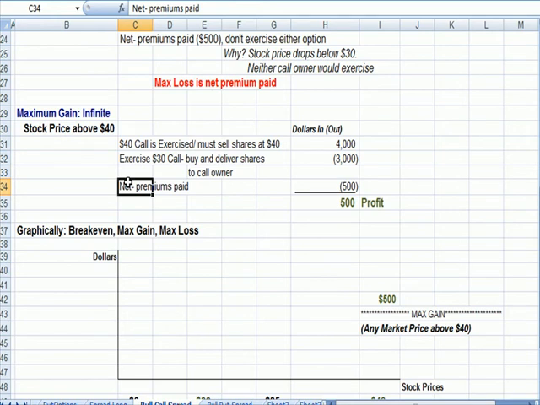The net premiums that we paid, we already went over, is $500, so we have a $500 profit. We sell them at 40, we buy those shares at 30, and we paid a premium.